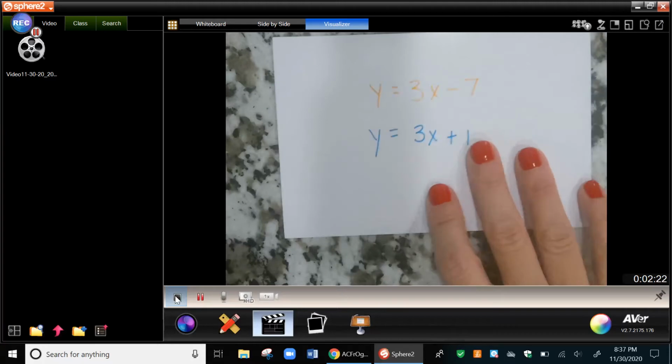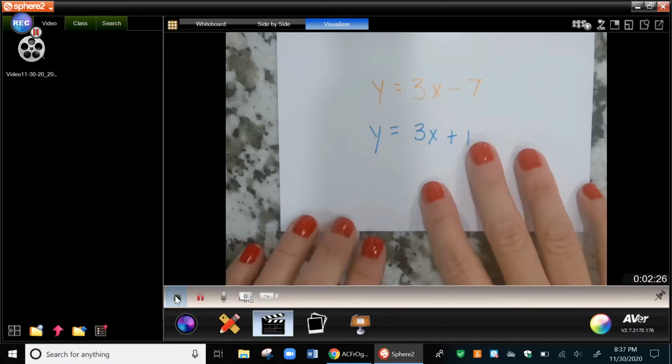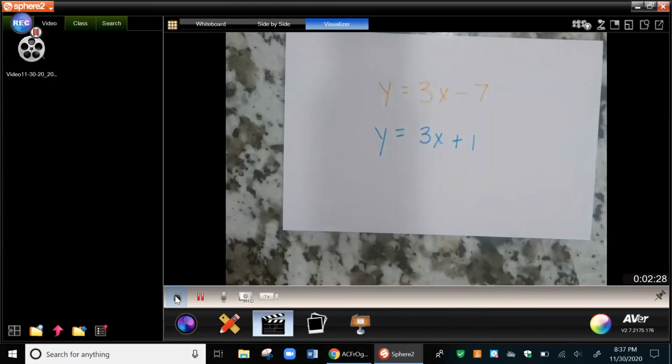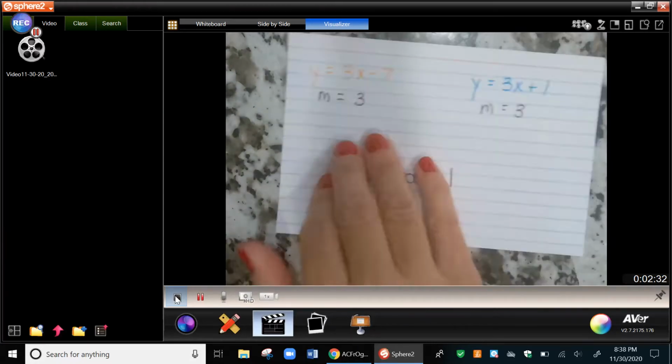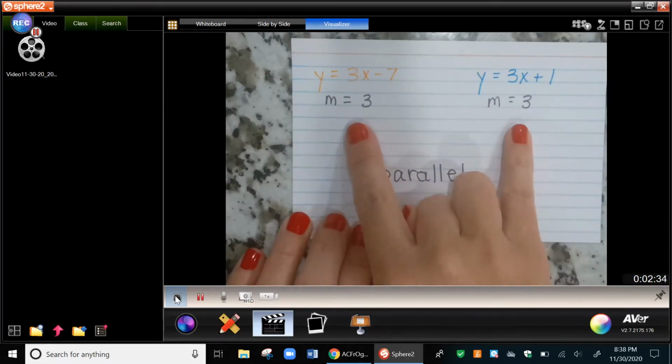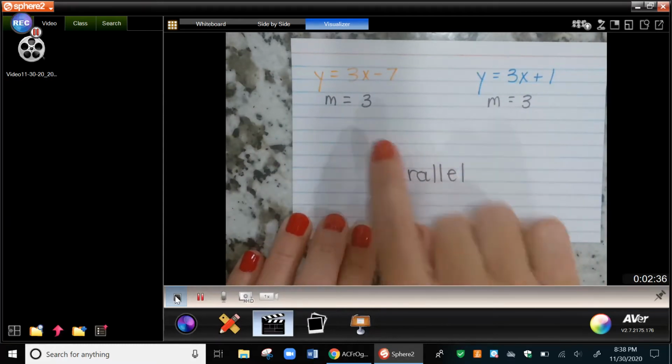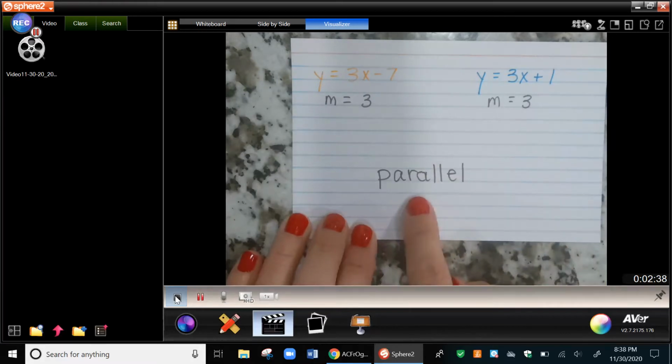How about y equals 3x minus 7 and y equals 3x plus 1? Are those two lines parallel, perpendicular, or neither? Well, each line has a slope of 3. And so if they have the same slope, then we know that they're parallel lines.